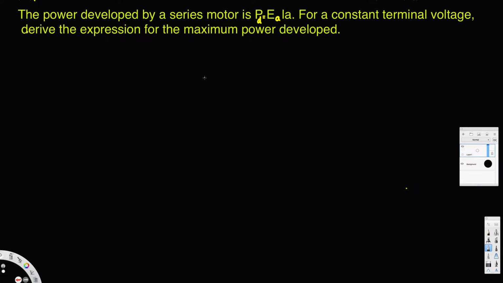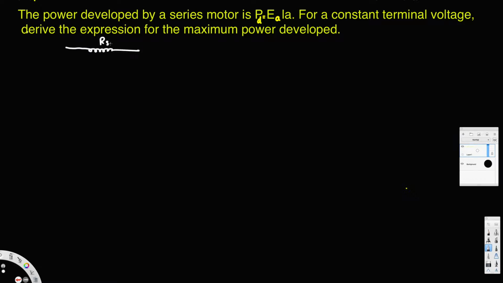What's going on, guys? Let's look at this problem right here. This question is asking: the power developed by a series motor is PD equal to EA times IA for a constant terminal voltage. Derive the expression for the maximum power developed. Okay, let's go ahead and draw the circuit for this.